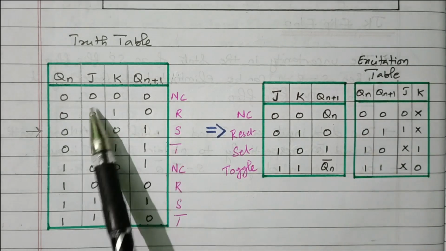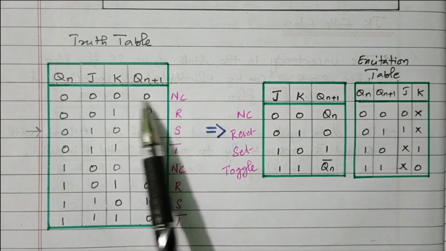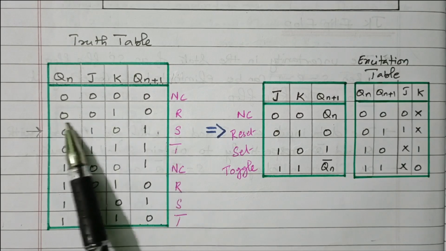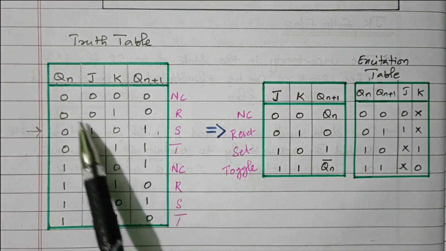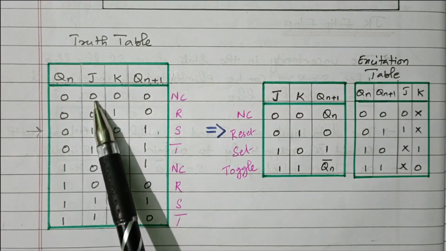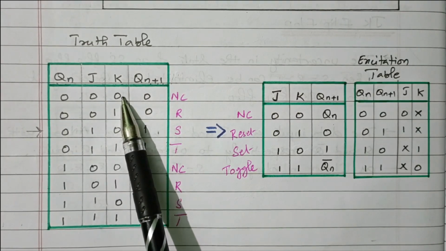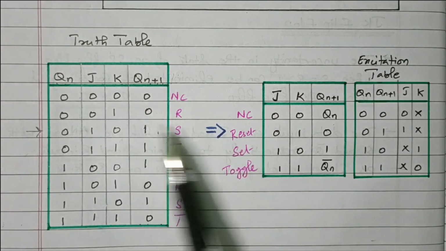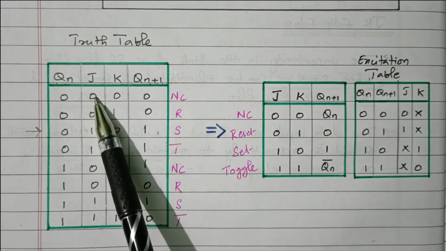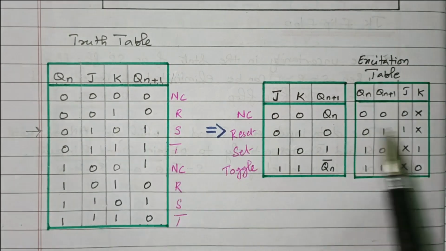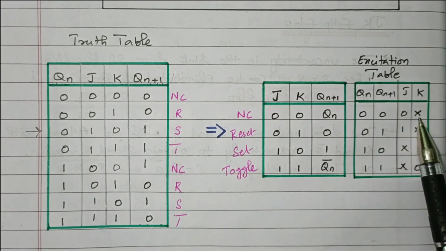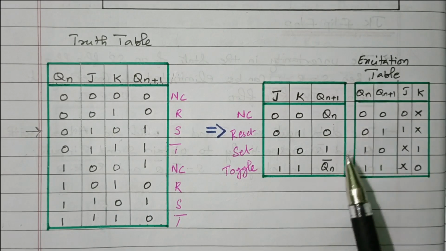Refer to this truth table. Here both are 0. Any other condition there? Here also both are 0. There is no other condition, only this first and second. In that case J is 0. In both cases J is 0, but K is 0 here and 1 there. So K may be X, may be 0, but J is always 0. So if you give J equal to 0, K may be 0 or 1, and the same state will be maintained.